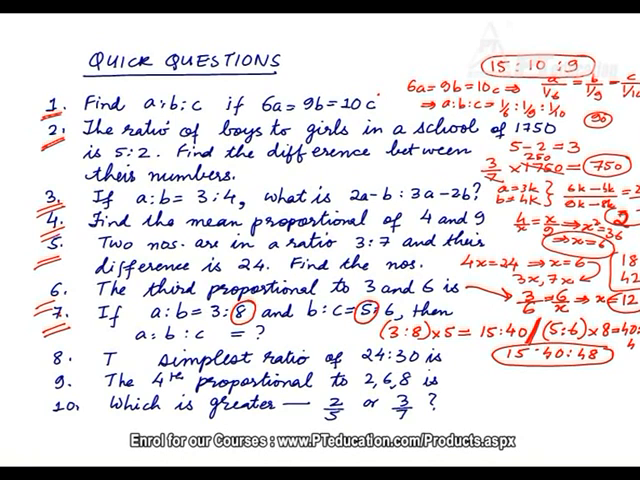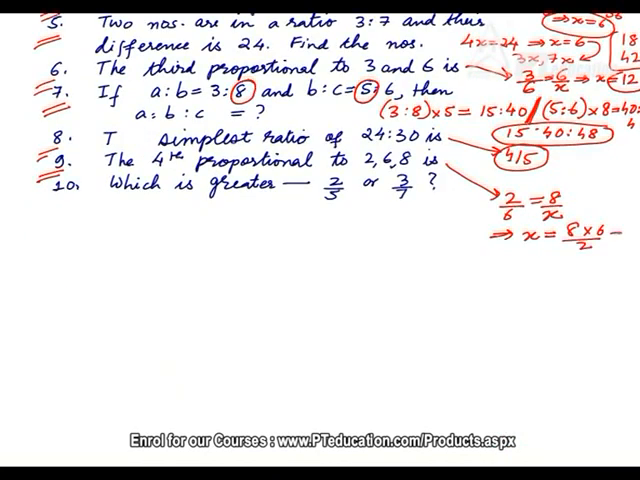Question number 8. The simplest ratio of 24 is to 30. I am sure you will be able to see that the answer has to be 4 by 5. You cannot simplify it any further. Question number 9. The fourth proportional to 2, 6 and 8 is 2 by 6 is equal to 8 by x, which will give you x to be 8 into 6 by 2. And as you can very well see that in this case for question number 9, the answer will be 24. I hope this is clear.